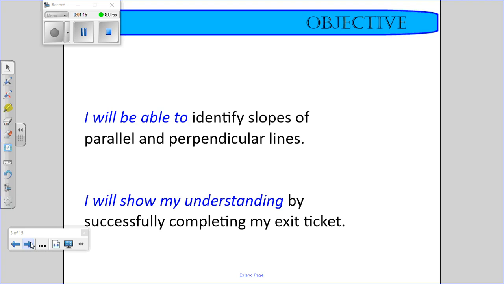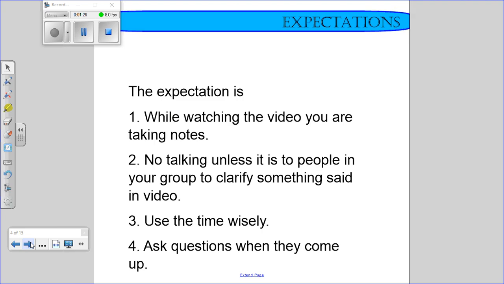Okay, so after today, you should be able to identify slopes of parallel and perpendicular lines, and you will show your understanding by successfully completing your exit ticket. The expectation of this whole process that we're starting new today is that while you're watching this video, you are taking notes. There is a handout. I hope you grabbed it. Fill in these notes as you are going through this video. You might have to add a couple more. Once you're done, you will cut out the rectangle and glue it or staple it or tape it into your notebook.